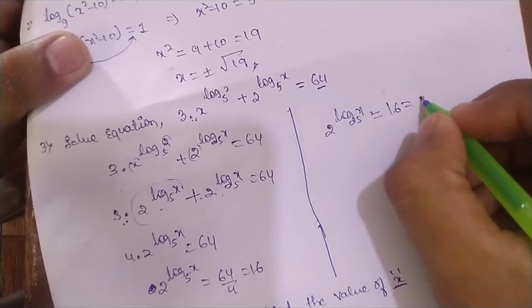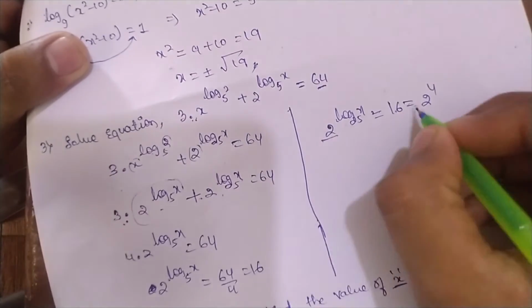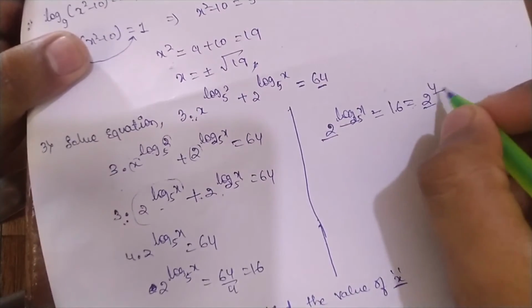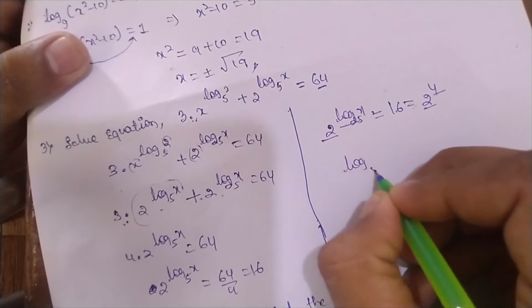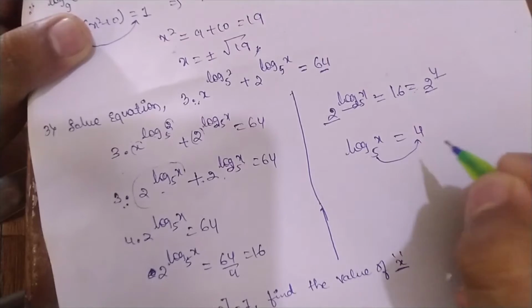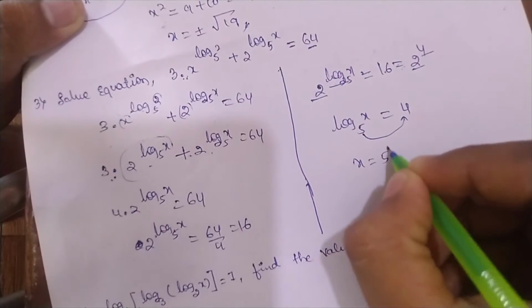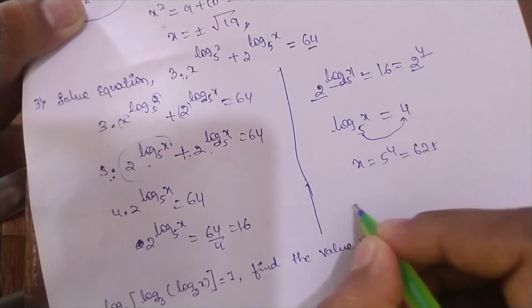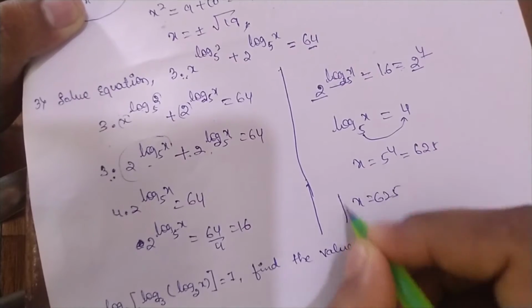So 16 can be written as 2 power 4. So here also the base is 2, equating the powers we get log x base 5 equals 4. So now this goes here: x equals 5 power 4, which is equal to 625. So the value of x equals 625.